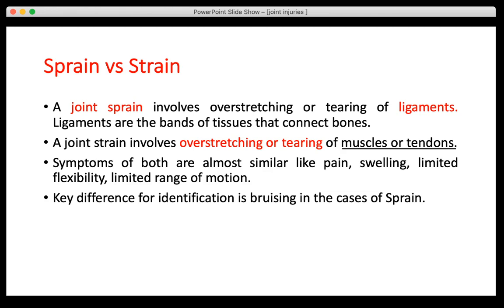Symptoms are almost similar in both the cases. You will have pain, you will have swelling, you will have lack of flexibility, lack of range of motion. But the key difference by which you can actually differentiate is that bruising happens only in the case of sprain most of the times. So this is one of the ways you can differentiate between the two. Otherwise, symptoms are almost similar. So this is the difference between sprain and strain.